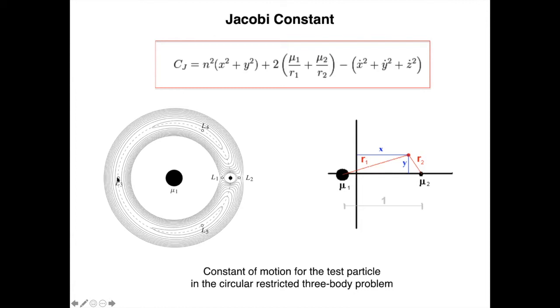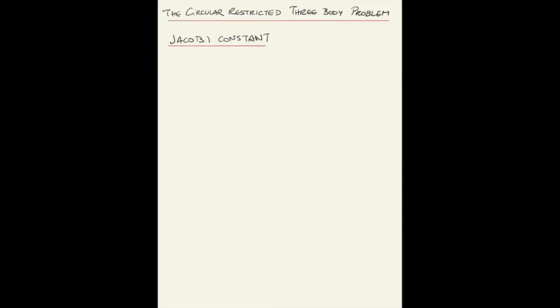So let's see how to derive the form of the Jacobi constant. So consider the acceleration of a particle subject to the gravitational forces of the mass 1 and the mass 2. So let's now pass to a coordinate frame that is co-rotating with the secondary. In this case, the acceleration in the rotating frame is equal to the acceleration in the inertial frame minus the centrifugal force minus the Coriolis force.